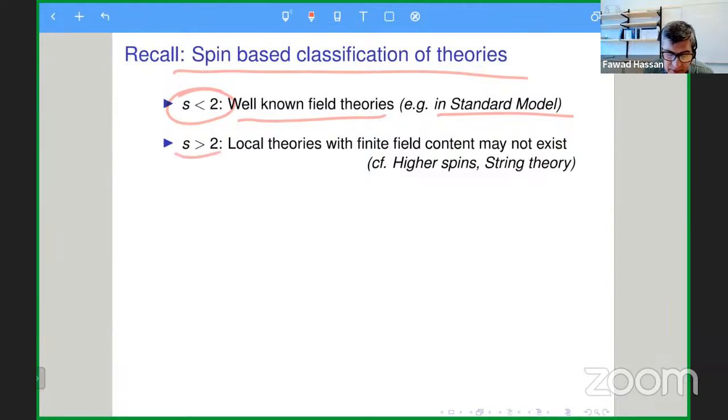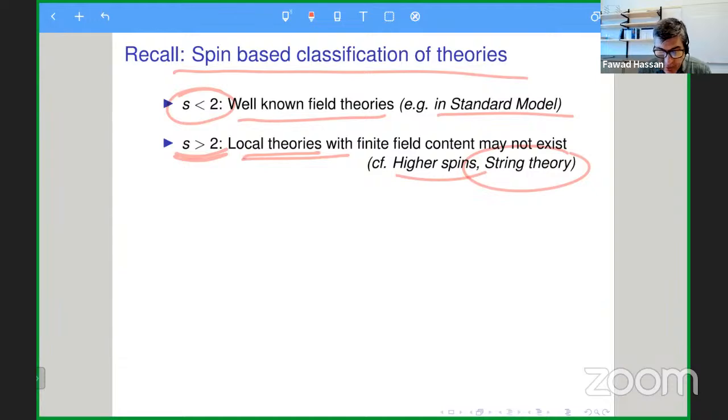Then you can look at theories with spin greater than 2, and then you see that there's a big qualitative difference. Once you go to spin greater than 2, the understanding is that there are no local theories with finite field content that could describe them. You basically need an infinite tower of fields. You need spin 3, spin 4, spin 5, the infinite tower. You cannot just truncate the tower. And of course, these are higher spin theories and string theory. So there's a big difference between staying below spin 2 and going above spin 2; the nature of the theories changes completely.